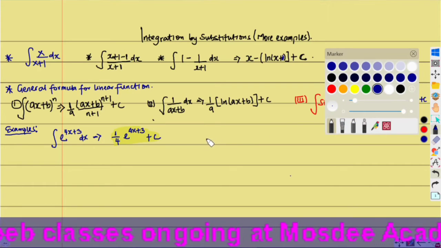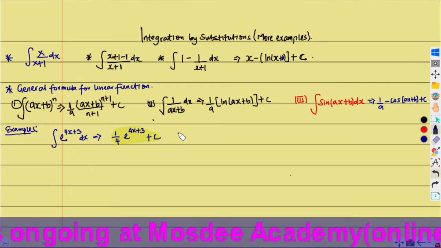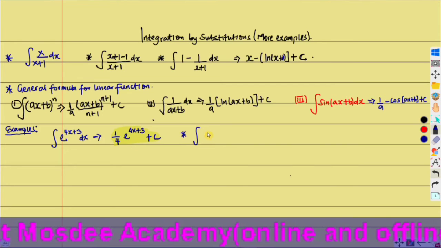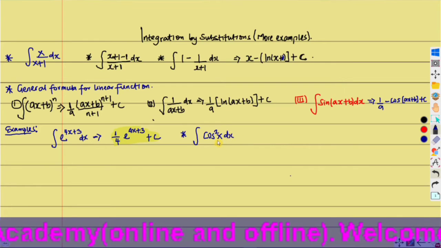To take one more example, let's take one or two more. Let's say we want to integrate another one, cos square x dx. Very good. As we can see here, cos square x dx is not cos 2x. If I'm to integrate cos 2x directly, I can apply my formula and get this.